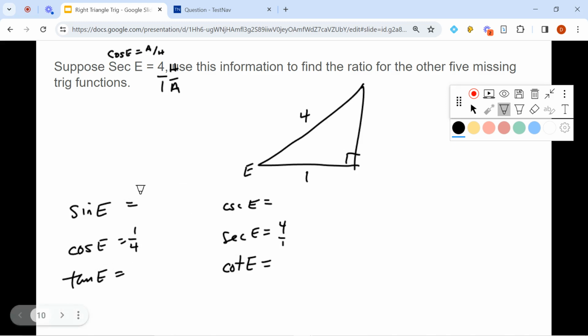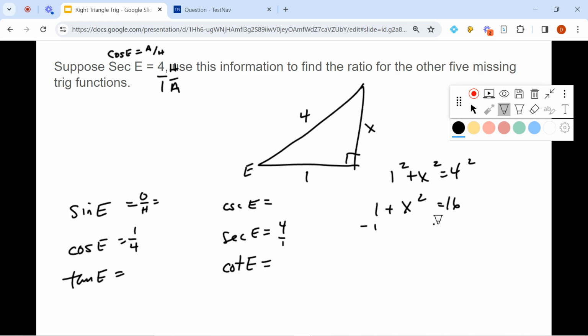Now, to find the sine of E, sine is opposite over the hypotenuse. But I don't know the opposite side. But I could find it with the Pythagorean theorem. So 1 squared plus x squared equals 4 squared. So x squared plus 1 equals 16. X squared equals 15. Take the square root on both sides. Need a plus or minus. Don't forget the plus or minus. It seems irrelevant now, but it actually will become relevant later in the chapter. So it becomes plus or minus the square root of 15. Throw the negative out because we're talking about just a regular right triangle. So x is the square root of 15.